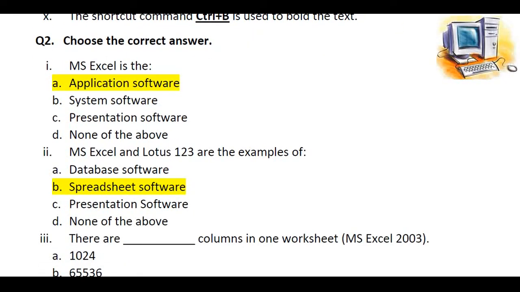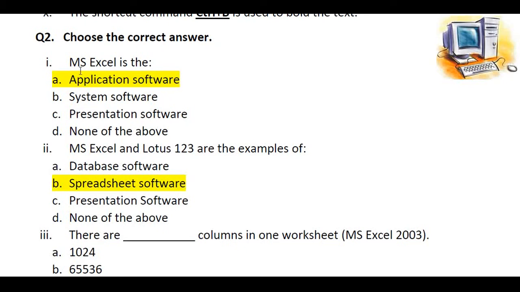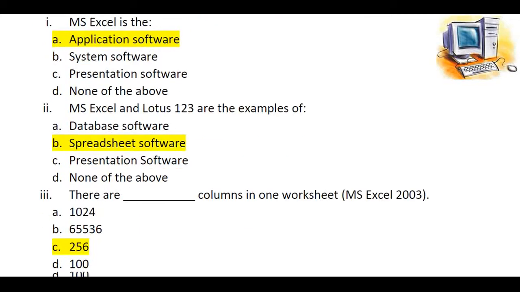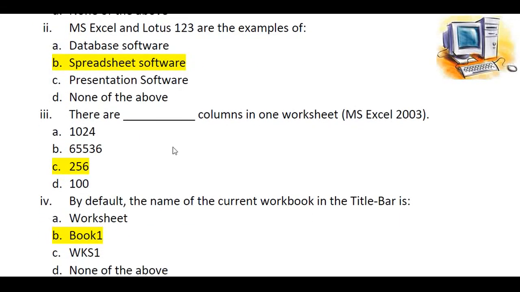Question number 2, choose the correct answer. MS Excel is the application software. The correct options are highlighted with yellow color. So option A is the correct answer. Second MCQ says MS Excel and Lotus 123 are the examples of spreadsheet software. These are types of spreadsheet software.